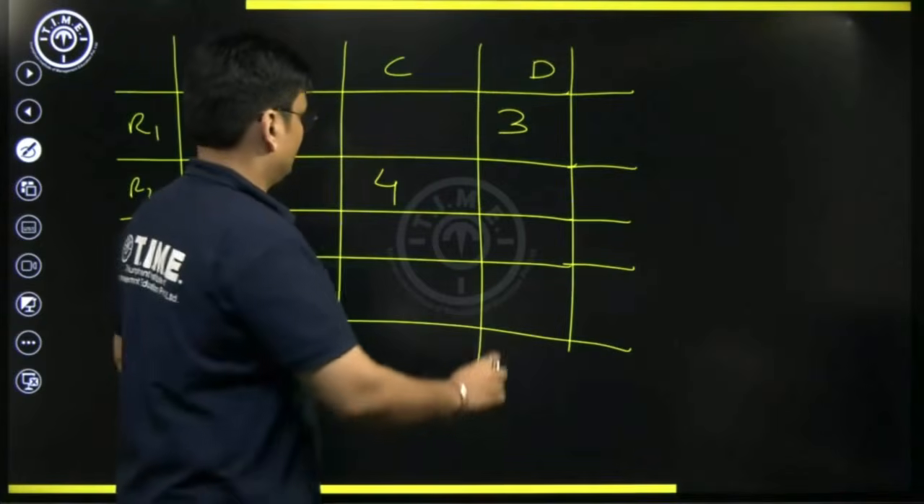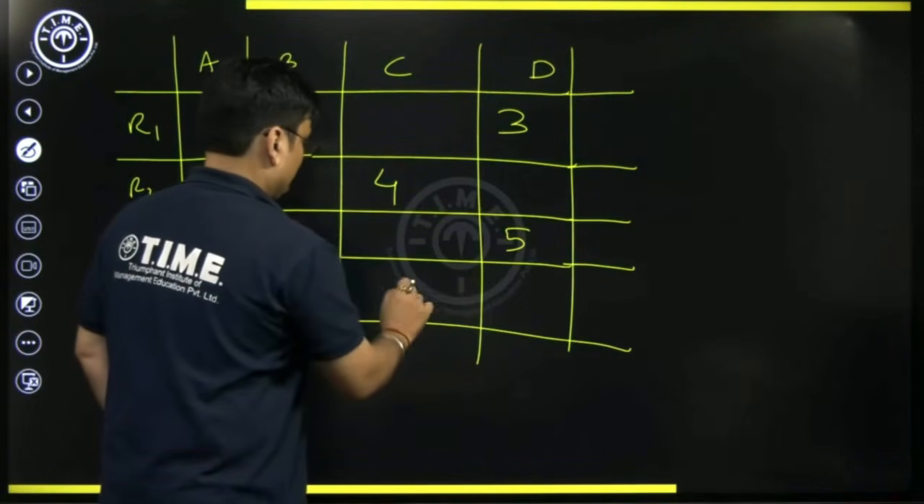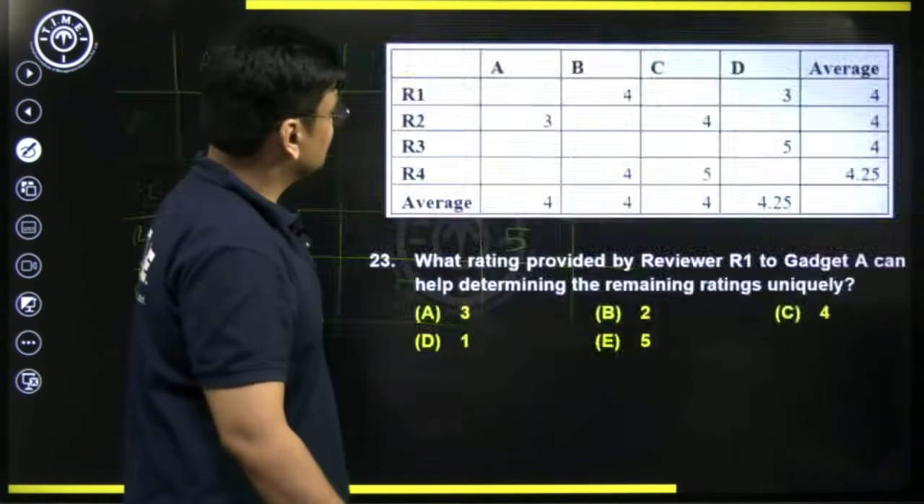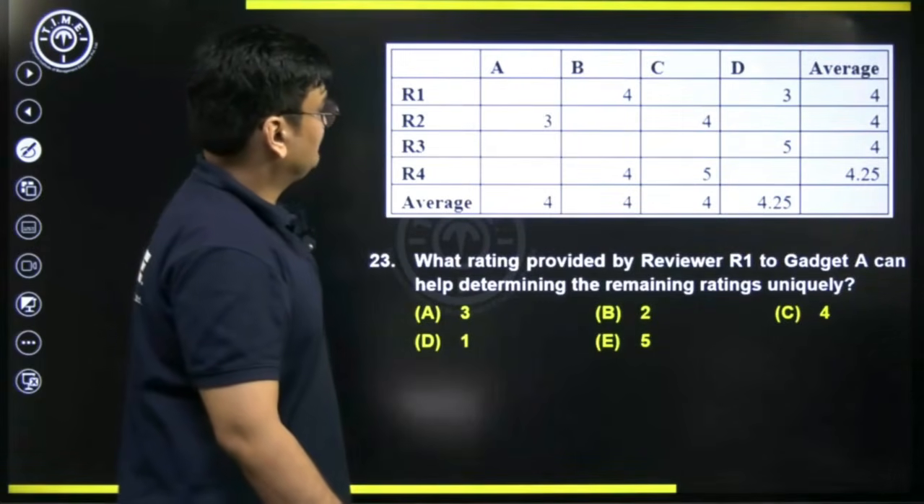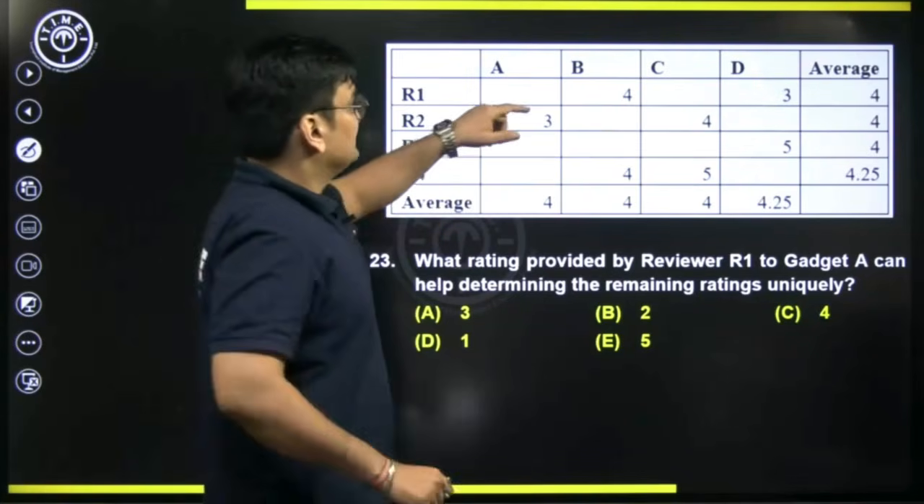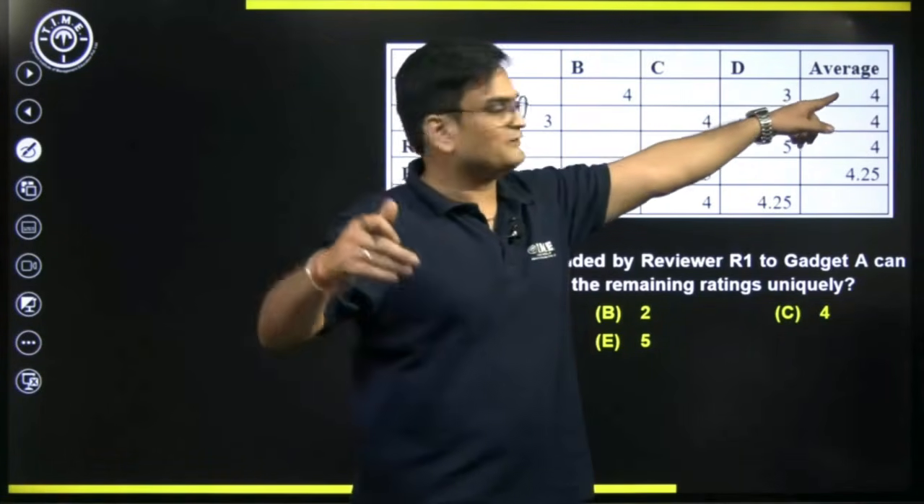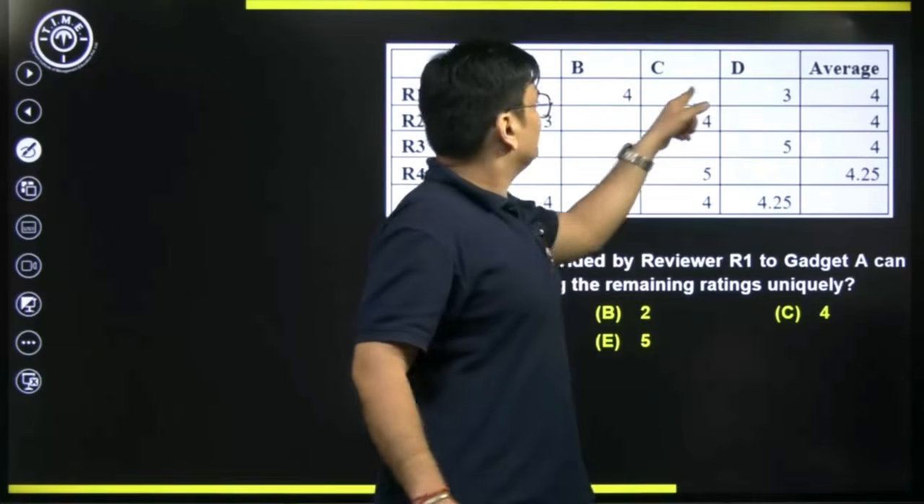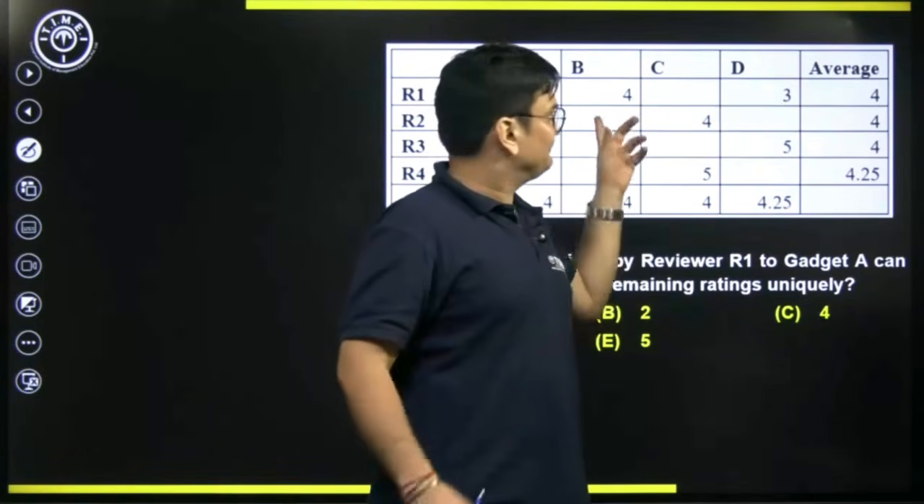5, 5, 4. That is 5, 5, 4. I think something like this. Yeah, 5, 5, 4. That's it. And then you have the average rating. Please note, the average is 4. The rating is 4 over 4 different items A, B, C, D.